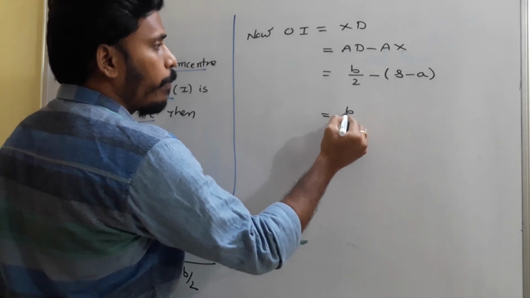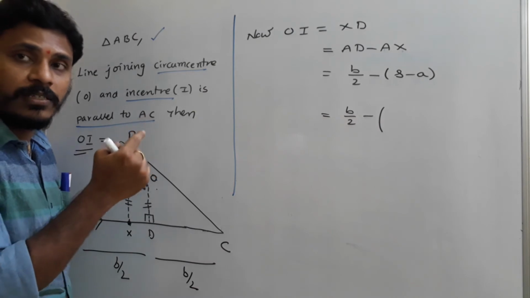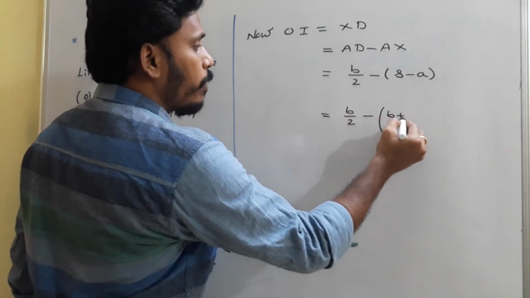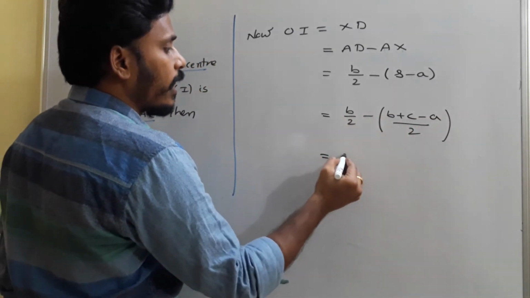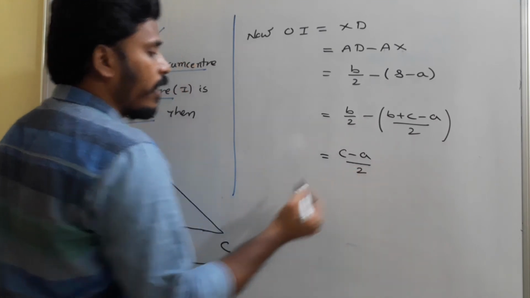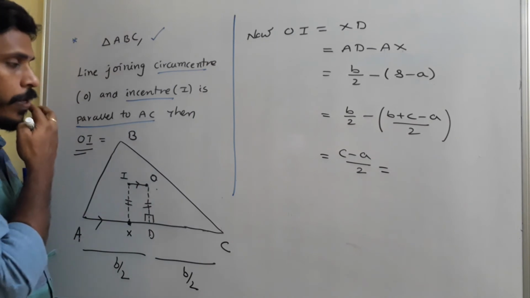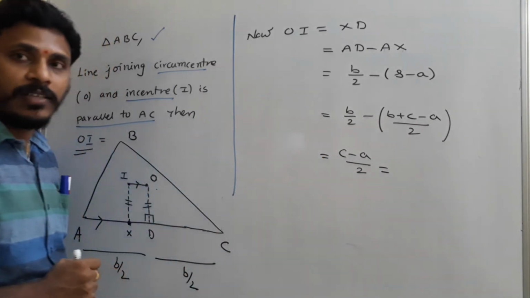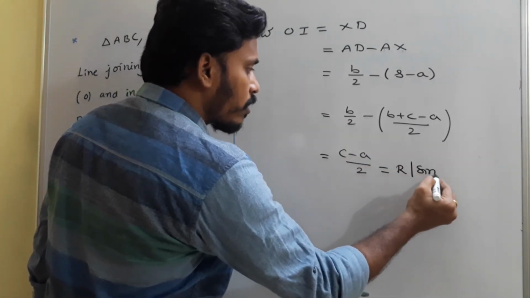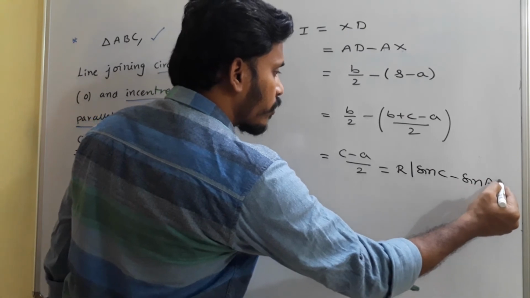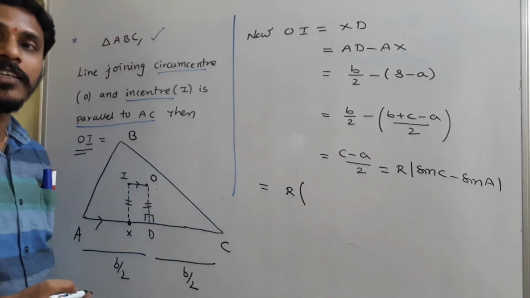On simplification, B by 2 minus S minus A, where S is A plus B plus C by 2, minus A, gives B plus C minus A by 2. This B by 2 and minus B by 2 will get cancelled. At the end you are left with C minus A by 2. And then you take C as 2R sin C, A as 2R sin A, and if you cancel out that 2, this is R times sin C minus sin A. And again we need to simplify.